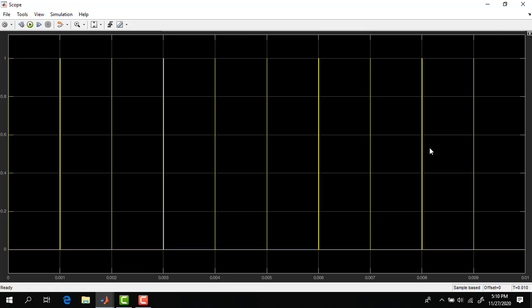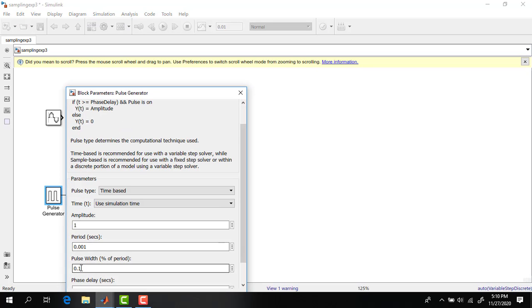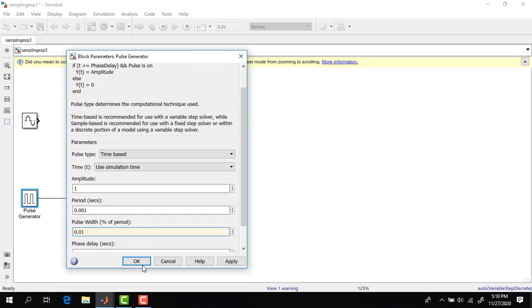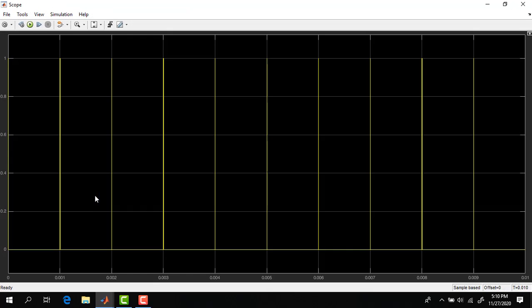If you want more precision here, you can just reduce the percentage. You can say it's 0.01%, then it will be much thinner. Let's see if our naked eye can actually catch that. Simulate it once again and look in the scope. Not much improvement, because our eyes have some limitations, so we cannot actually visualize this decrement in the width. So 0.1% is fine for impulses.